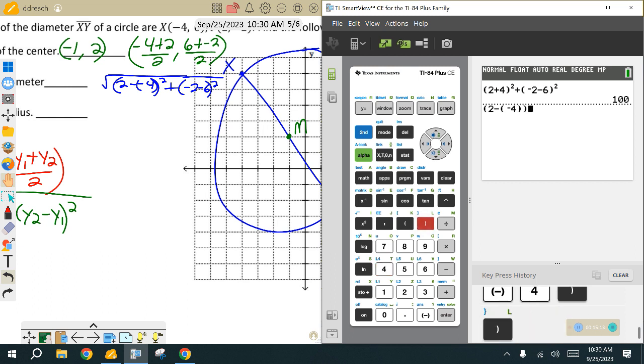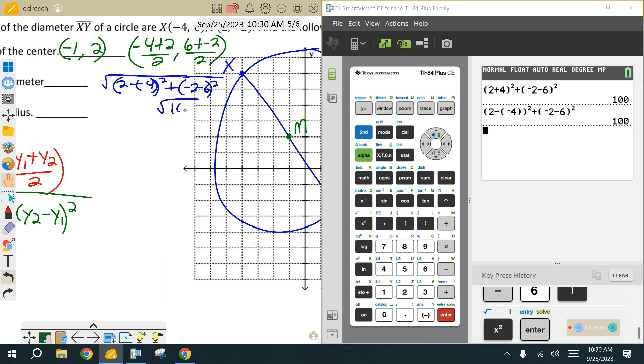And what did you get for an answer right there? Somebody get 100? If you're not getting 100, it means you don't know how to use a calculator. So let's learn how to use that calculator. Okay? But you should be getting 100, right? Now we're going to take the square root of that. So what's the length of that diameter? The diameter is 10. So don't forget the square root of that. Students will always forget the square root. The square root of 100 is 10.